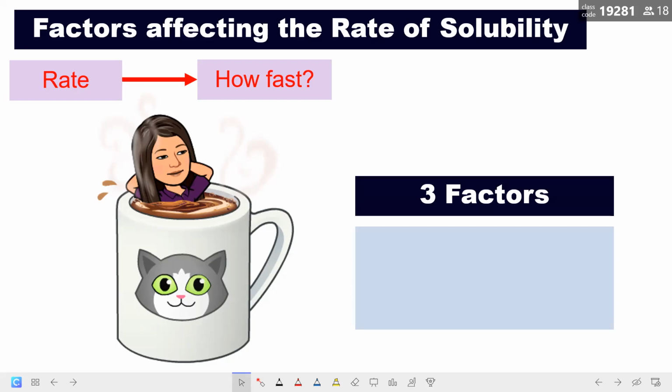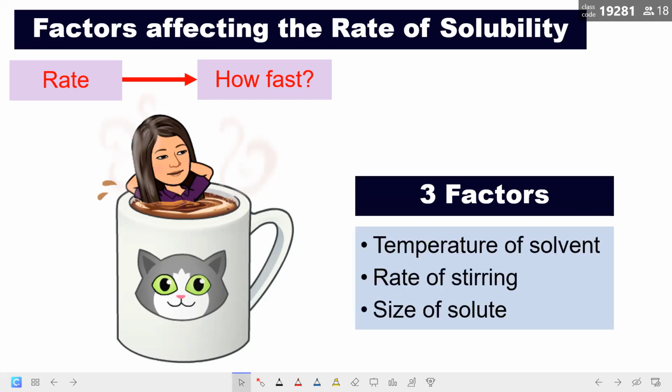Okay, so we look at the three factors that the teacher has here: temperature, the rate of stirring, and the size of the solute. Okay, so we look at the factors here.